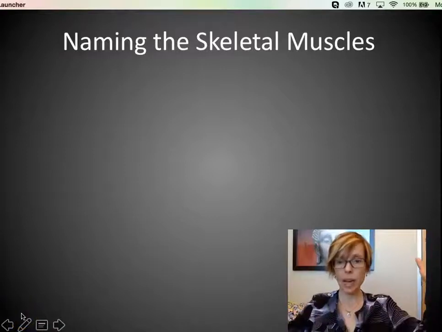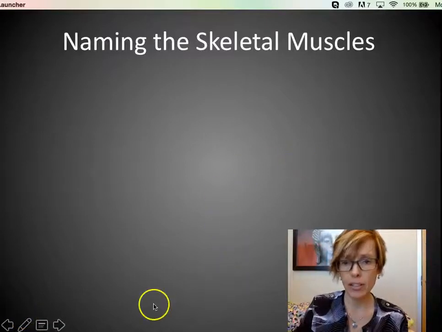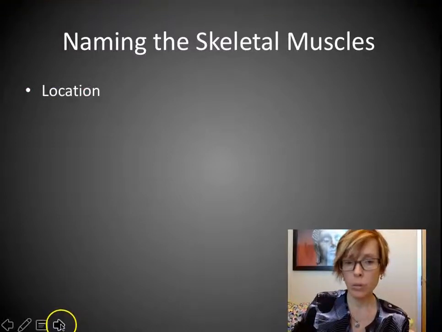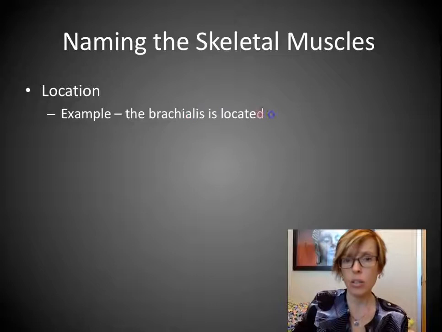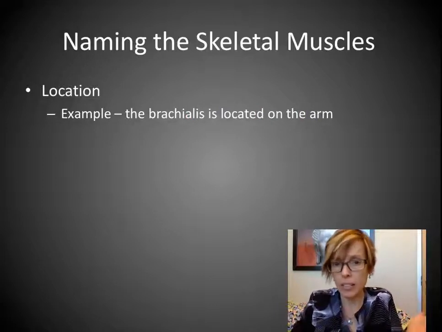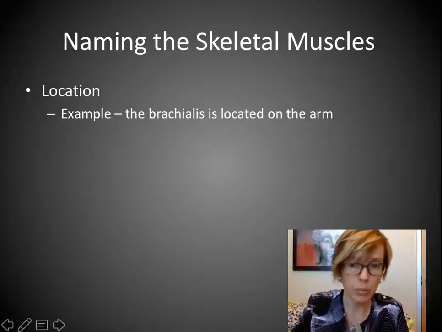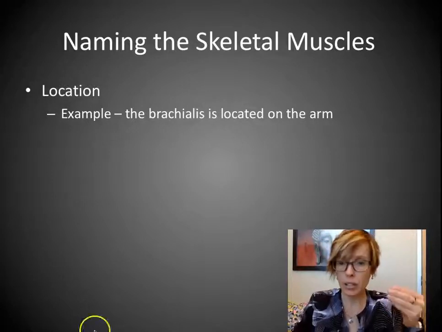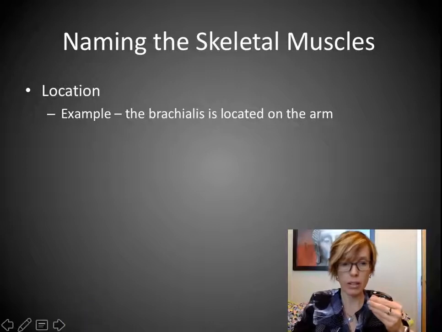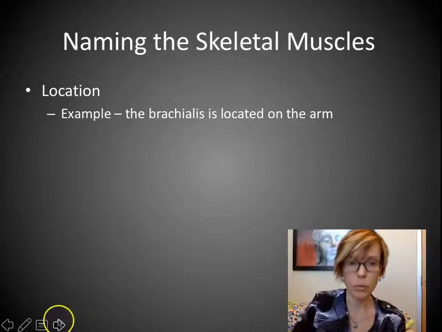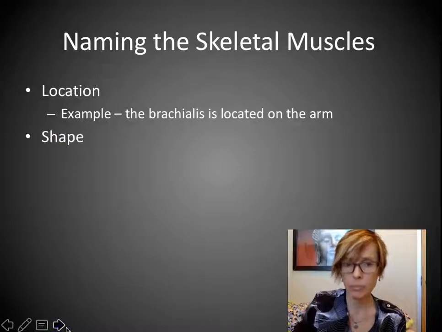All right, welcome back. We're going to start talking about how we actually name muscles. One of the things we're going to talk about is their location. For example, the brachialis muscle is located on the arm. Biceps brachii, triceps brachii. That brachii gives you the hint that it's on the arm, right? So sometimes the location is in the name of the muscle.